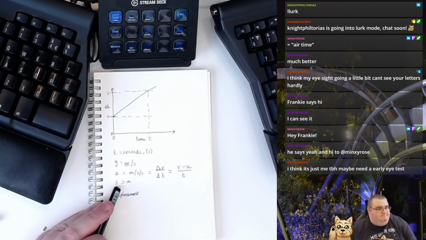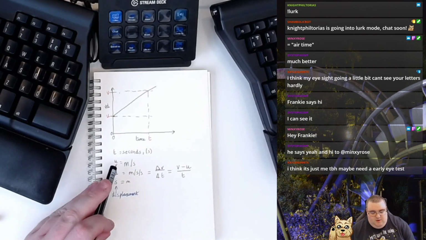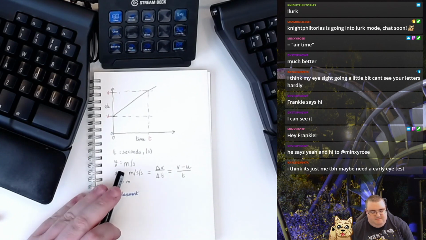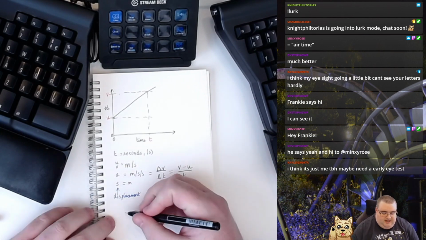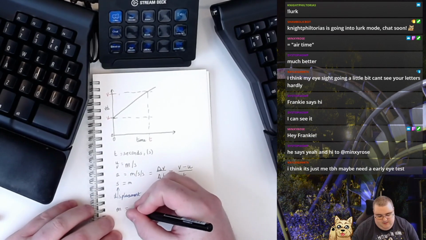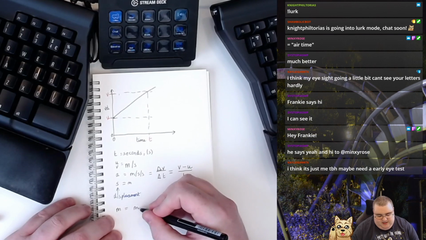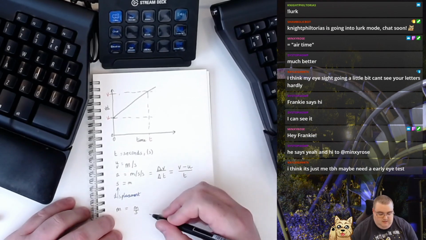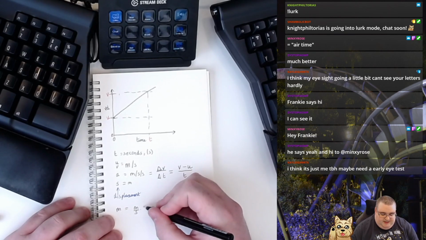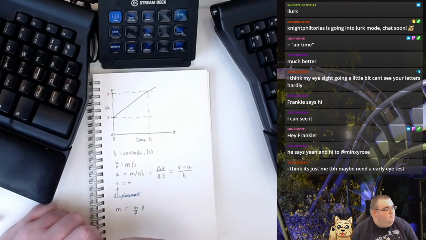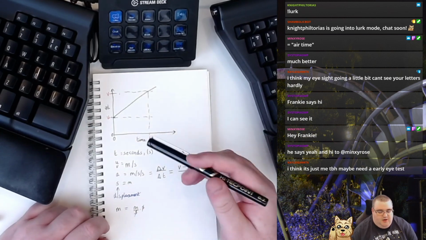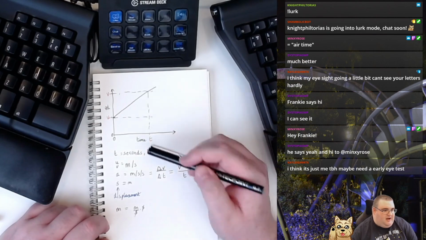Displacement is in meters. And we've got velocity as meters per second. So meters is going to be meters per second, and if we multiply that by seconds, we get to cancel those out, don't we? So that tells us that what we've got to do is find the area under this graph.